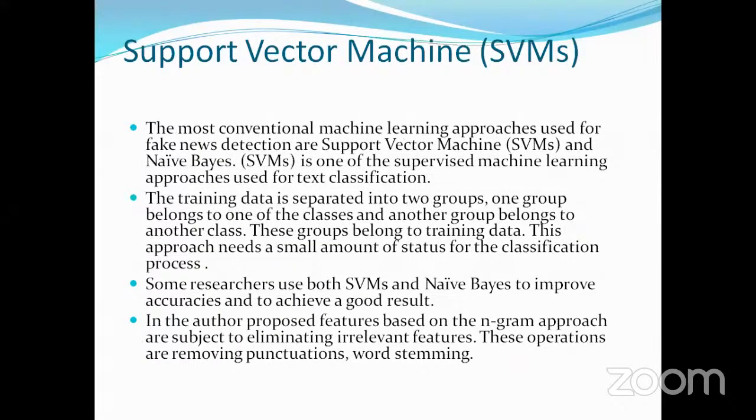So next is the support vector machine, SVM. Here we are using the support vector machine and Naive Bayes. The two approaches are used. This is one of the supervised machine learning approaches for text classification. The training data is separated into two groups. One group belongs to one class and another group belongs to the other class. These groups belong to the training data. This approach needs only a small amount of data for the classification process. So this gives improved accuracy for finding real or fake news.